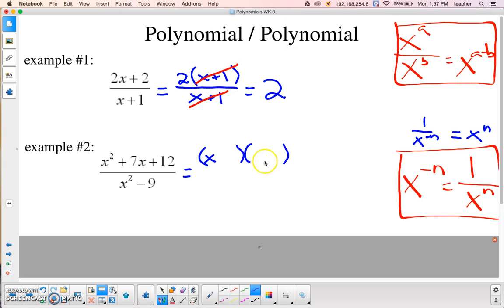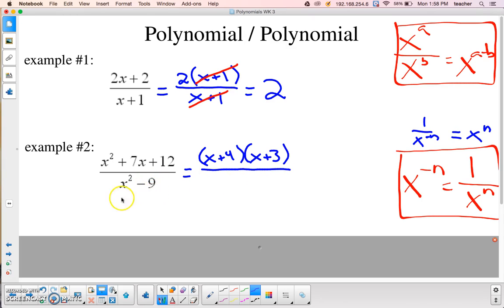I know my first positions have to be x, because x times x is x squared. And I'm looking for two numbers that multiply to 12, but add to 7. I hope you said positive 4 and positive 3. And of course, if we checked this and multiplied it back out by distributing, we would get the original numerator. So we know we've done it correctly.